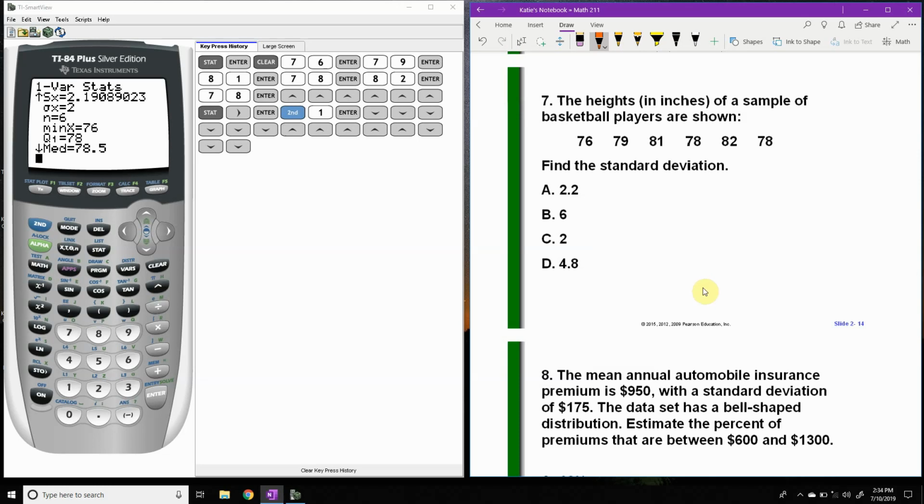It's on the calculator, it's 2.190890023. That's going to round for A. If I had chosen C, that would be wrong. That would be population standard deviation.